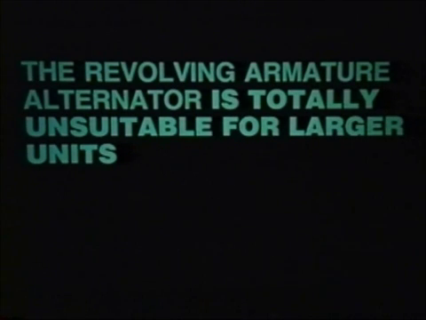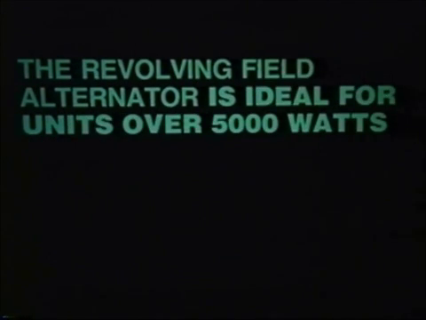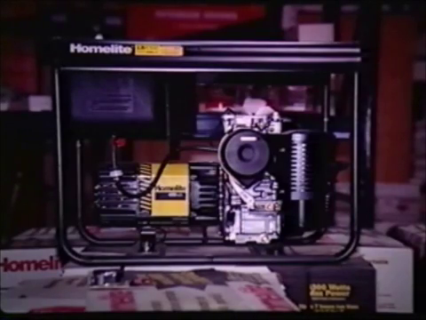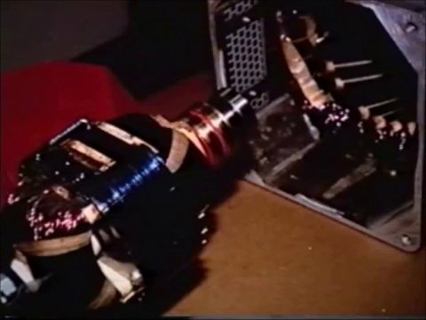And number 2, they are limited in the amount of connection options. The revolving armature alternator is totally unsuitable for larger units, whereas the revolving field alternator is ideal for units over 5,000 watts. The revolving armature alternator can be cost-effective in units of 5,000 watts or lower, but they do have the disadvantage of frequent maintenance and repair problems which increase in larger units.